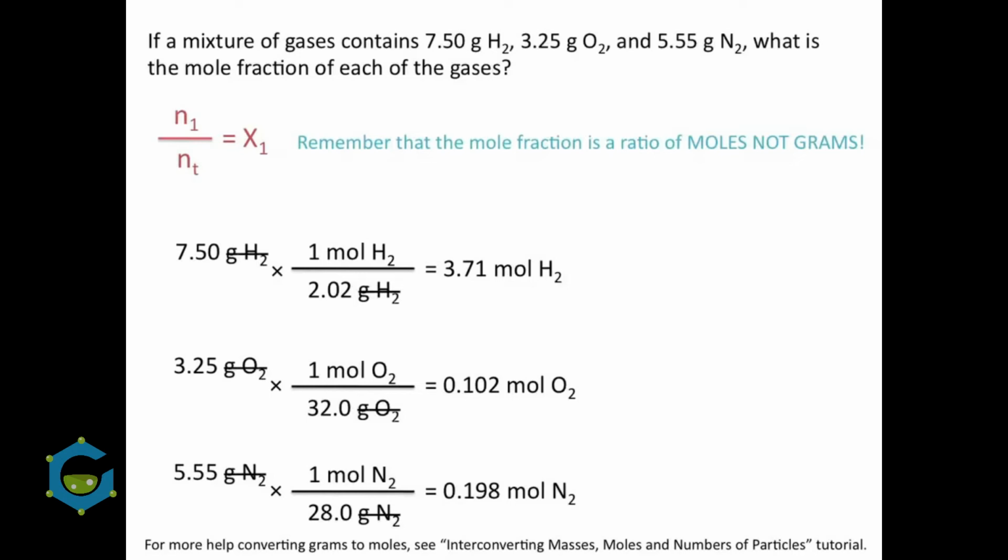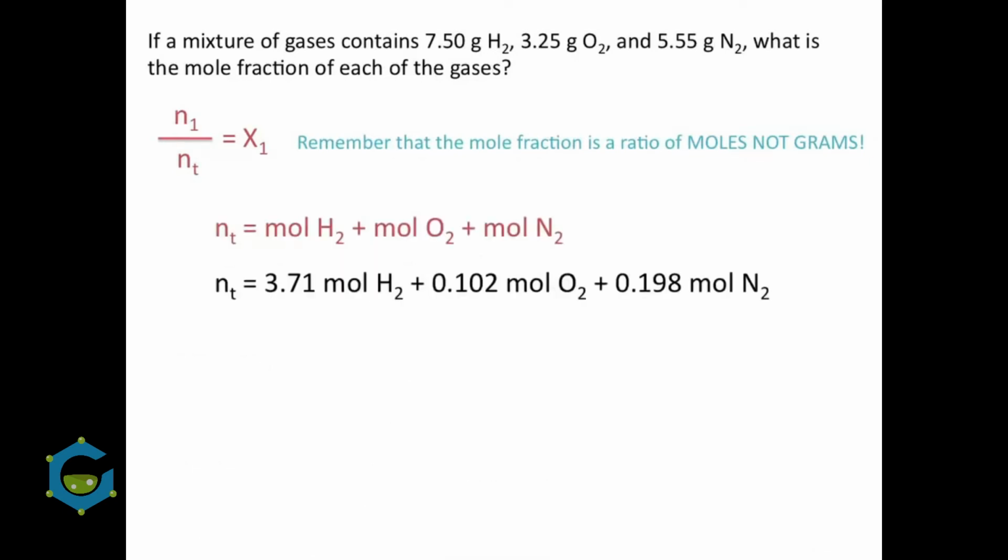Now we've calculated the moles of each of the individual gases. So to calculate the total number of moles, we're going to add these numbers together. So N sub T is equal to 4.01. Now to calculate the mole fractions, we take the moles of each individual gas divided by the total number of moles to give us the mole fractions. So the mole fraction of H2 in this mixture is 0.925.